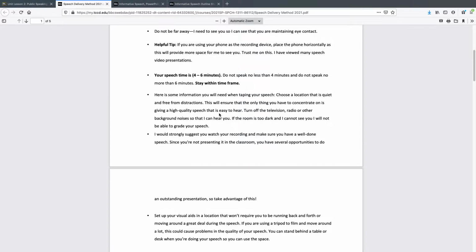Choose a location that is quiet and free from distraction. Please make sure there are no background noises that can be distracting. Make sure that the room is not dark. I've had students upload their videos and the room has been dark and I cannot see them. So again, make sure you're in a lighted room.